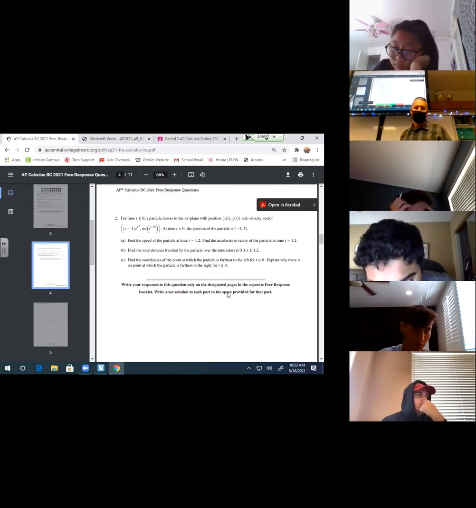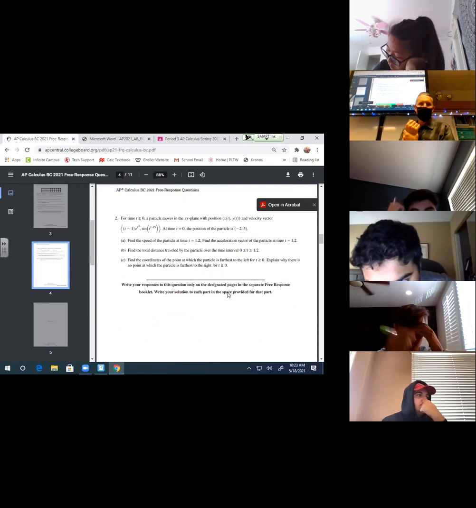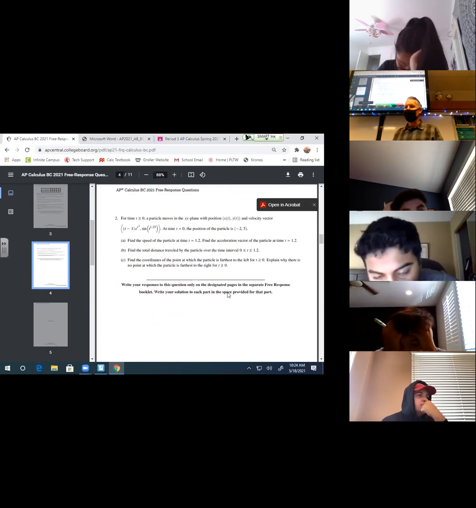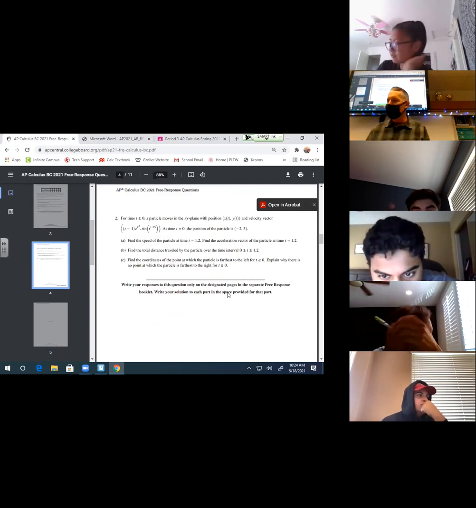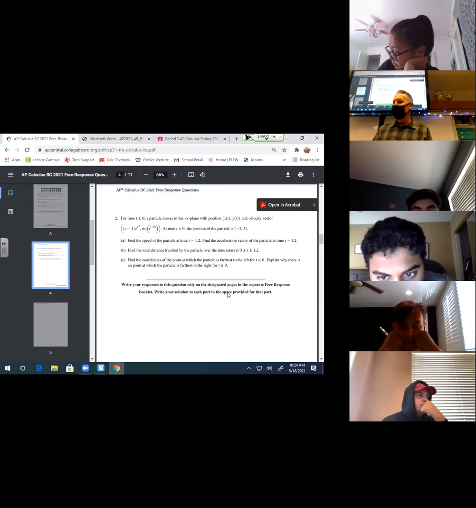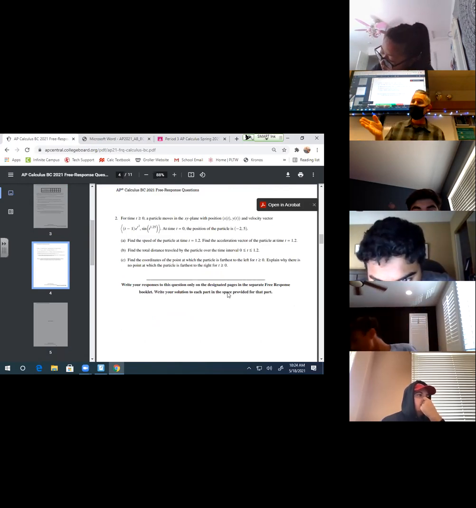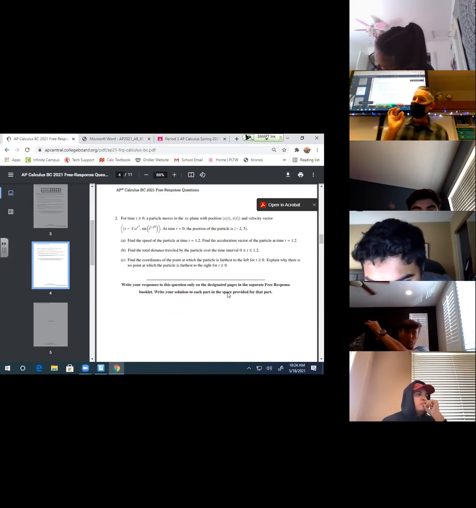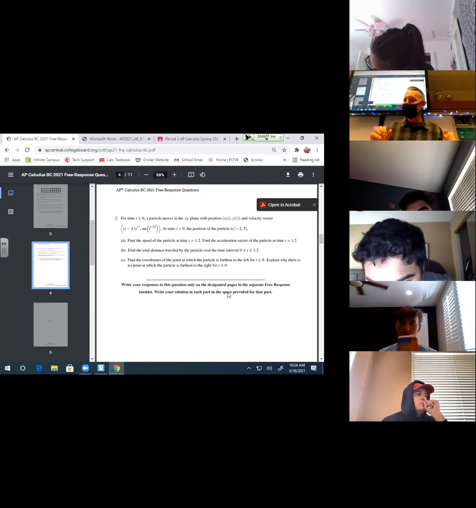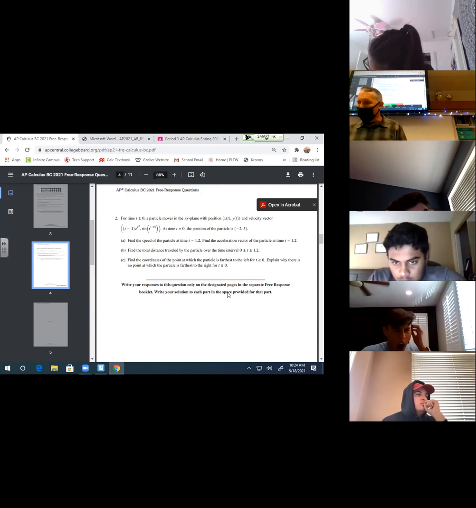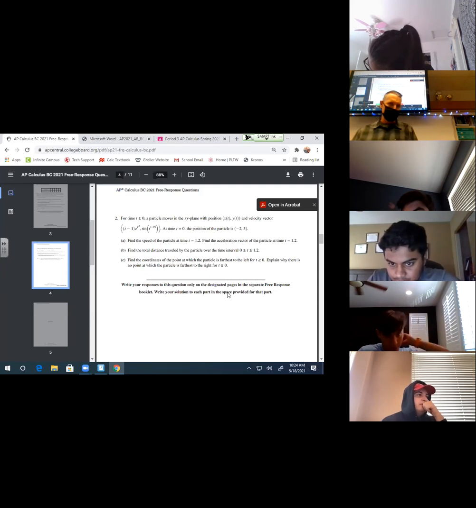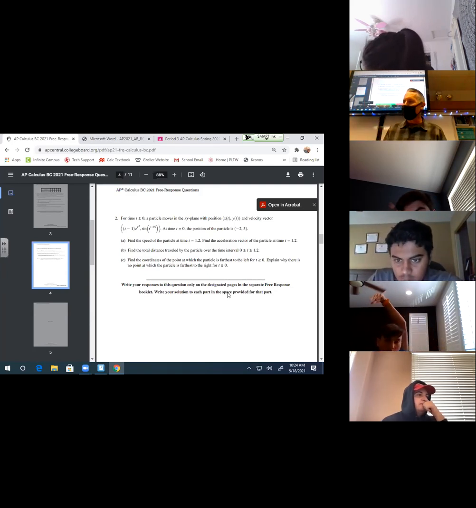Here we go for problem 2. This kind of reminds us, oh yeah, we had that whole polar, parametric, and vector unit. So let's talk about that. For time t greater than or equal to 0, a particle moves in the xy plane with position x of t, y of t, and velocity vector given. So this is the velocity vector. They also give us the initial position, meaning at time t equals 0, the position is -2, 5. Find the speed of the particle at time t equals 1.2, and then find the acceleration vector at time t equals 1.2.